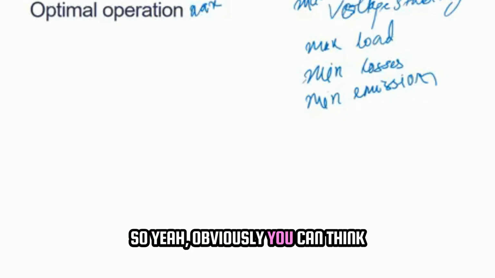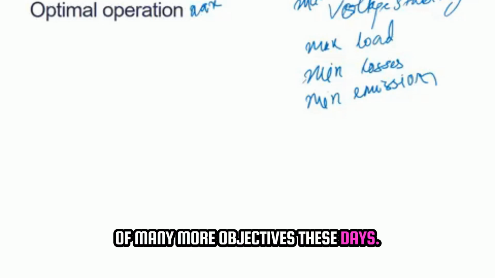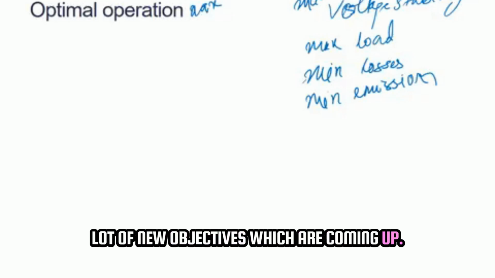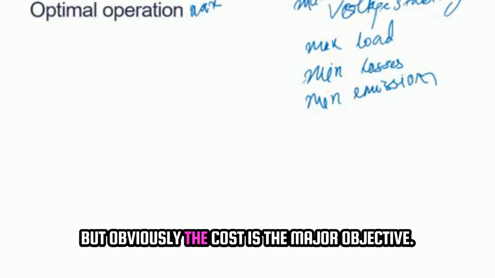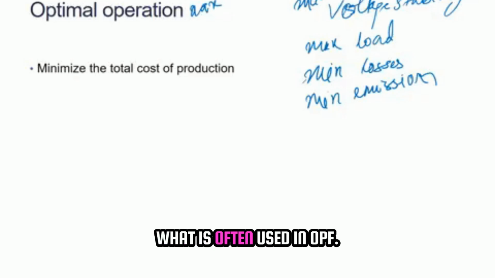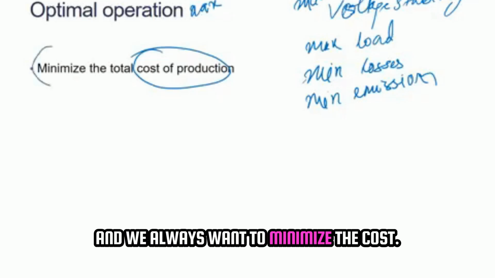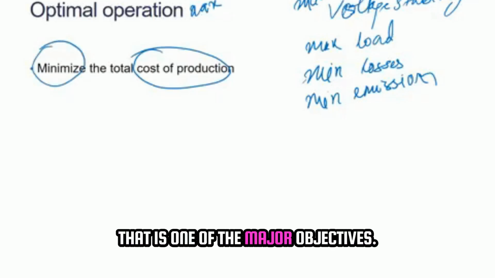So yeah, good. Obviously you can think of many more objectives these days. A lot of new objectives are coming up. People are trying a lot of different objectives, but obviously the cost is the major objective often used in OPF, and we always want to minimize the cost. That is one of the major objectives.